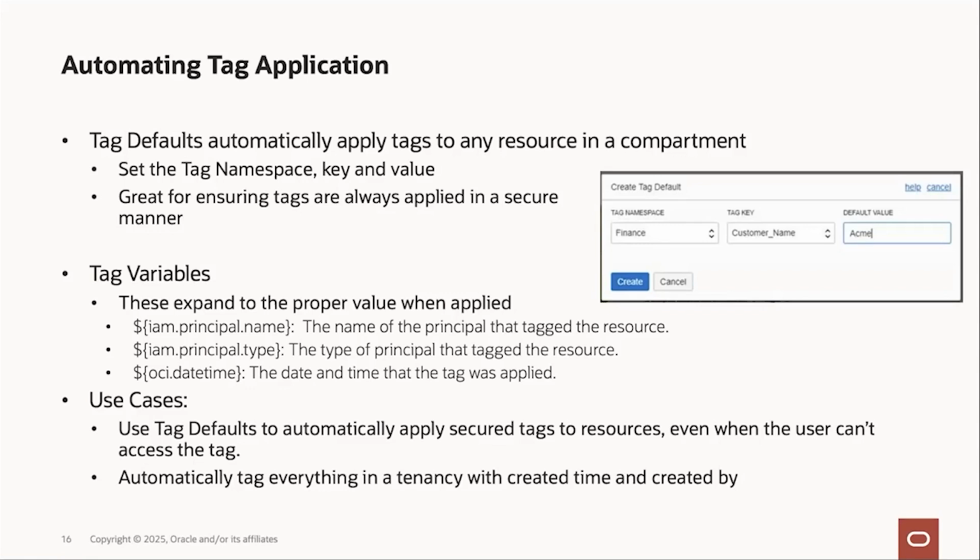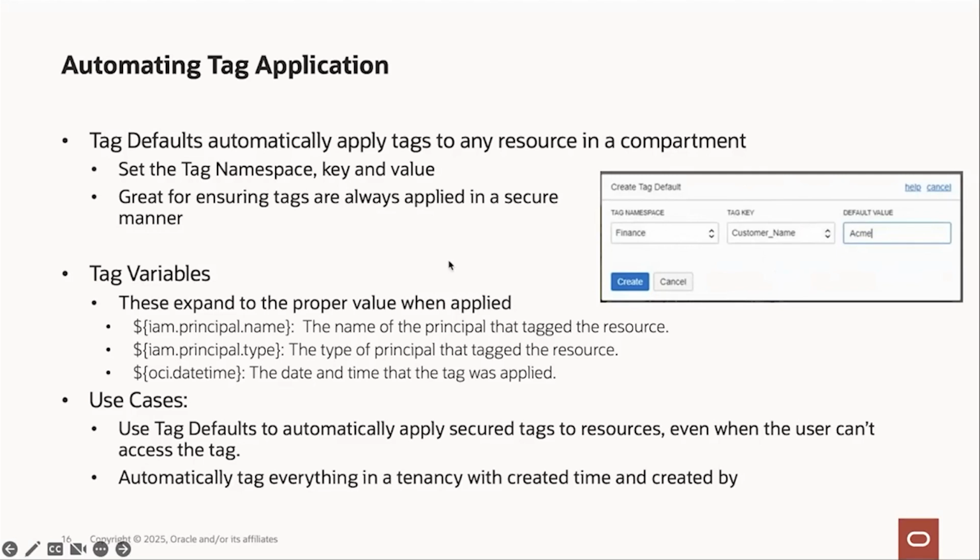the tag namespaces. So in this screenshot right here, this is where you would specify which namespace and which tag key to use, and also set the type of value as well.